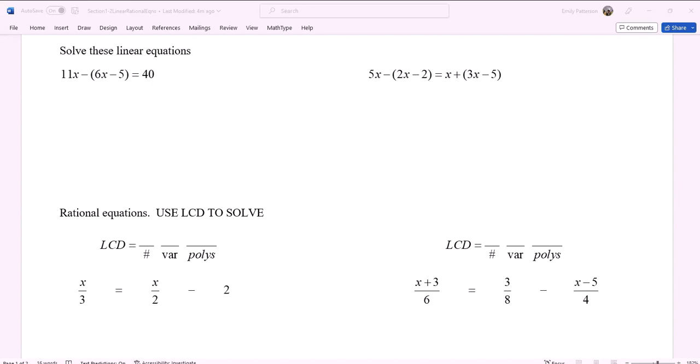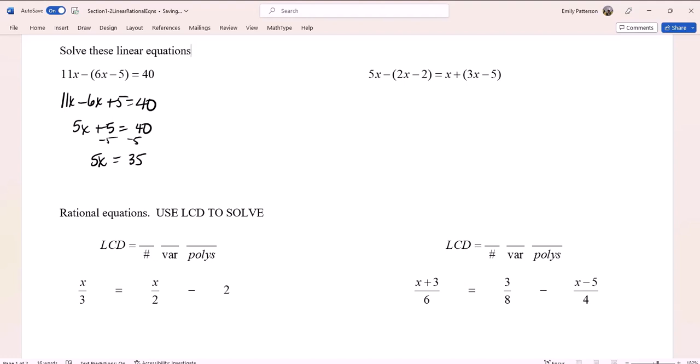So of course we're going to distribute the negative. So I've got 11x minus 6x plus 5 is equal to 40. Then we would combine my like terms. We would subtract the 5. And then we would divide by 5. So that's pretty easy. When we have no fractions as our coefficients or in any of our terms, we can simply get to that number pretty quickly.